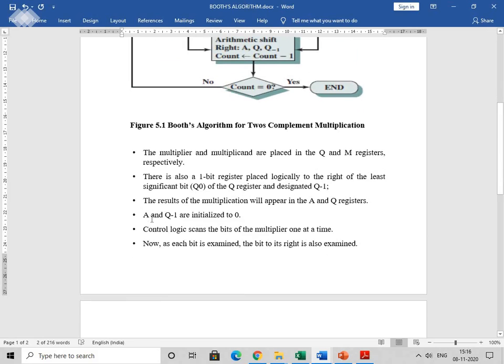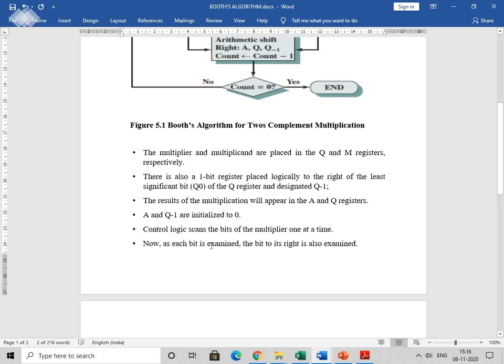Initially, the values of register A and Q minus 1 are initialized to 0. So now the control logic scans the bits of the multiplier one at a time. So we are storing the multiplier in Q, so we will always be checking the Q0 bit one at a time. That means if there are n bits present in the multiplier, we will be scanning one bit by one bit. Okay.